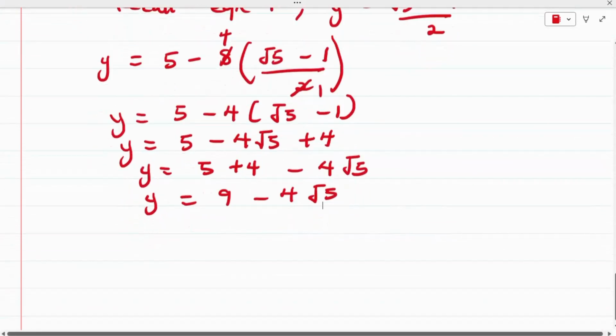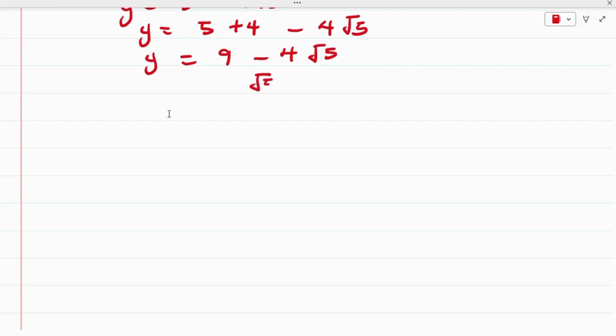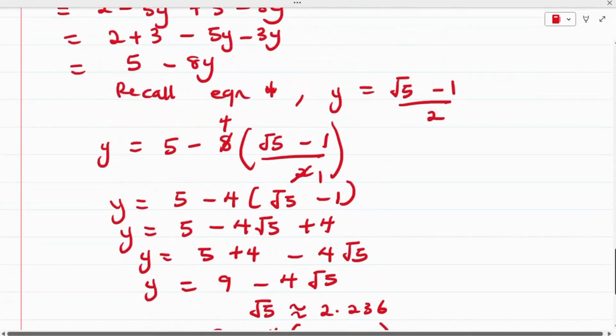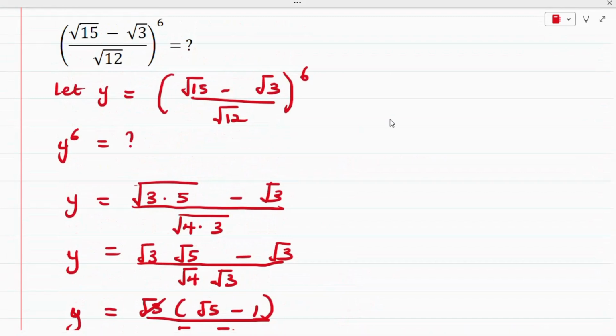But if you decide to simplify further, we have that the root of 5 is approximately 2.236. So we have that y is equal to 9 minus 4 into 2.236. And 4 multiplied by 2.236 will give us 8.944. So y is equal to 9 minus 8.944, which is going to give us 0.0056, and this becomes the value of y. So hence we can say right here that (the root of 15 minus root of 3 divided by root of 12) all raised to the power of 6 is equal to 0.0056, and this becomes the final answer.